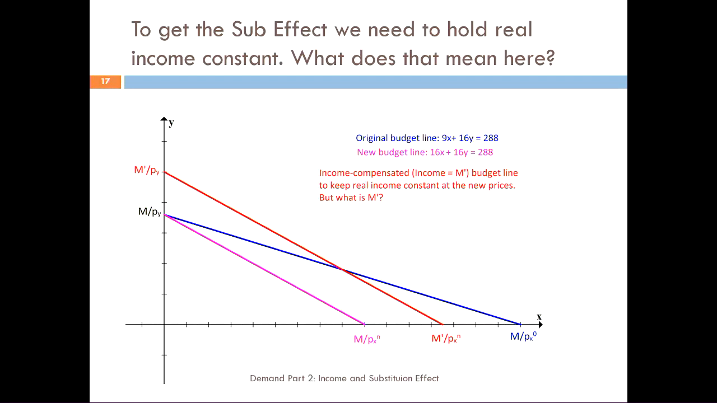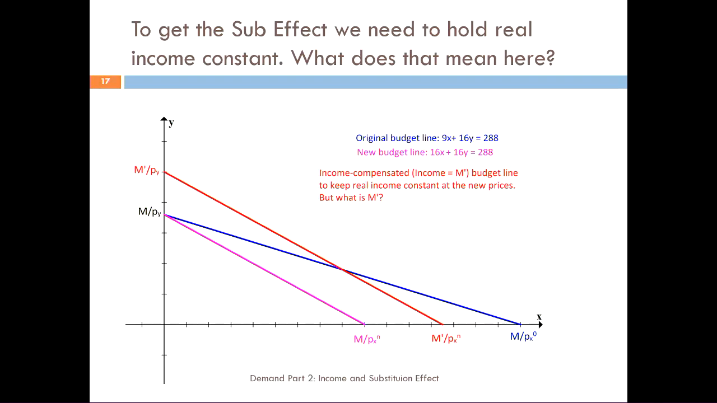Why? Because you're changing the relative price, but you can tell by changing the slope there. So you're changing the relative price, but you're holding real income constant. By assumption, I said we've increased nominal income to M prime to keep real income constant. So that change in the quantity demanded of X, going from the blue budget line to the hypothetical red budget line, will be the substitution effect.